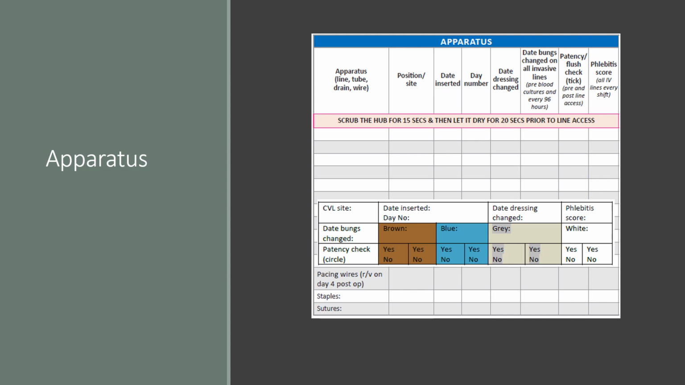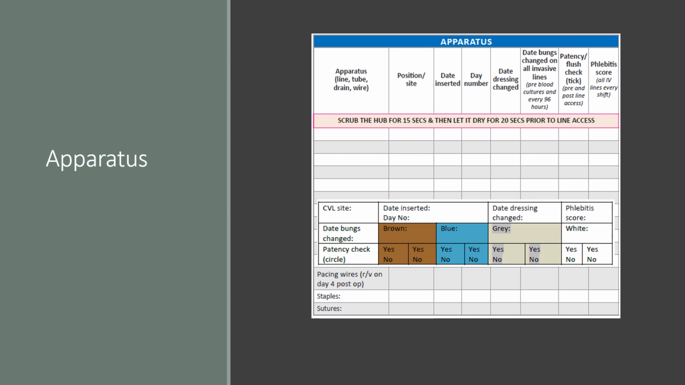Now, there are some differing opinions on how long both of those aspects should be. Some say 10 seconds and 10 seconds. We've just opted for a general guide of 15 and 20 because that seems to fit with what other units in the country are doing. But generally, we're using this to guide our practice with all our IV devices.